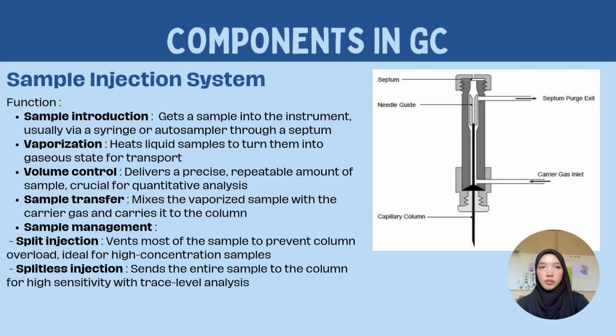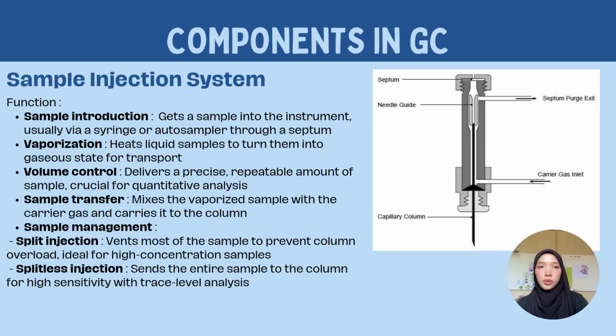It is responsible for turning a liquid sample into a gas without losing the precision we need for analysis. The sample injection system has a few vital jobs. The first one is vaporization. It's heated so that the moment your liquid sample hits it, it flashes into a gas. Because GC is used for quantitative analysis, volume control is key.